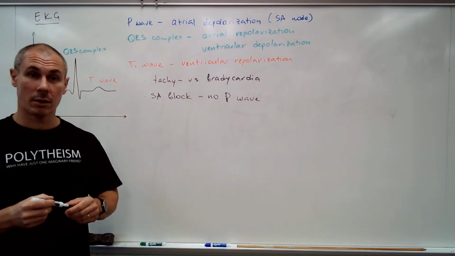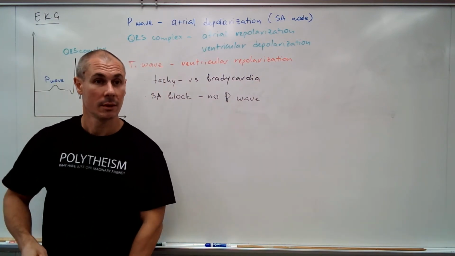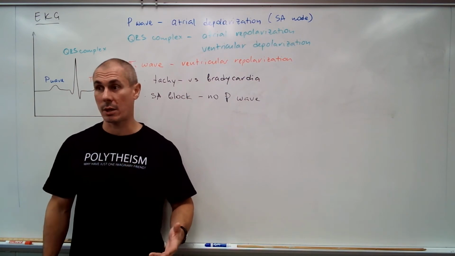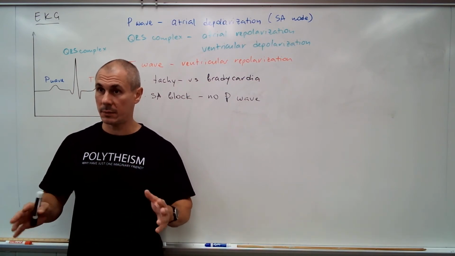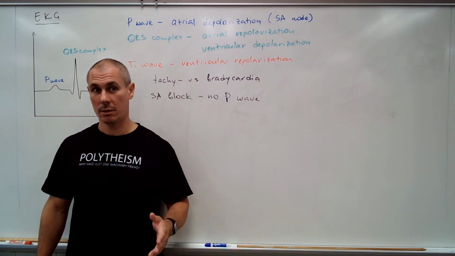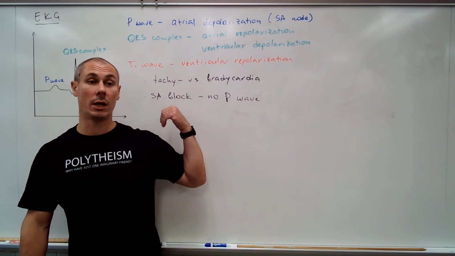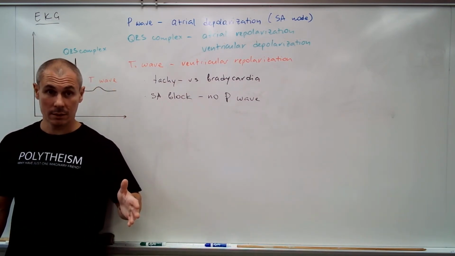Kind of expanding on this stuff. If there's no P wave, will your atria contract? So it's like a 3 out of 10 question. If there's no P wave, if you are in an SA block, your SA node doesn't work, right?